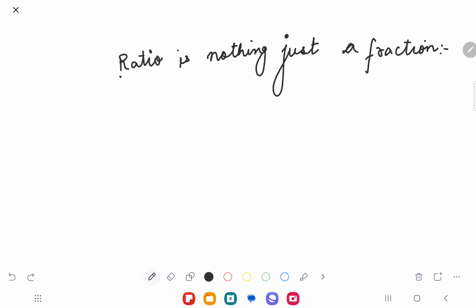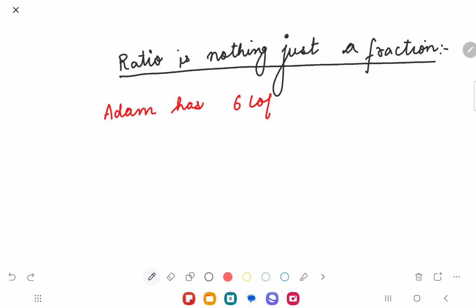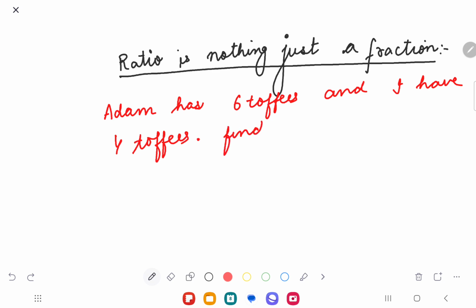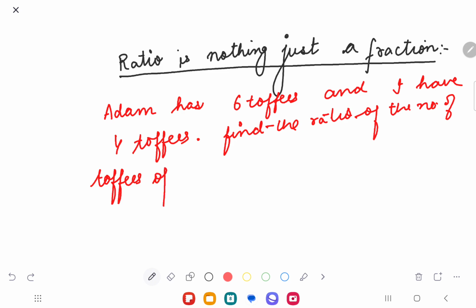Right, Adam? So when I say, for example, that Adam has six toffees and I have four toffees, my question to you is: find the ratio of the number of toffees with Adam and the number of toffees with me. That's my question, Adam.